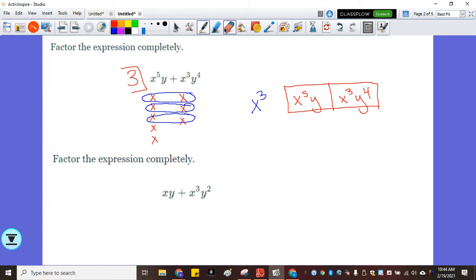And then we do the same thing with y. So this one has 1 y, this one has 4 y's. 1, 2, 3, 4. How many do they have in common? 1. So what's in common gets pulled out. Again, it's the smallest exponent. So my smallest exponent for y is 1. My smallest exponent for x is 3.